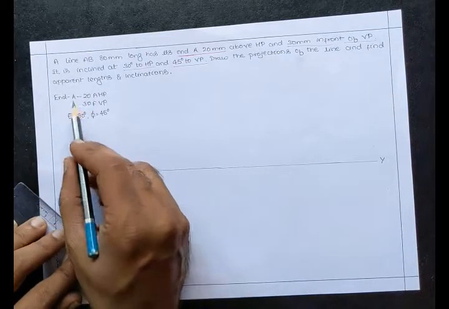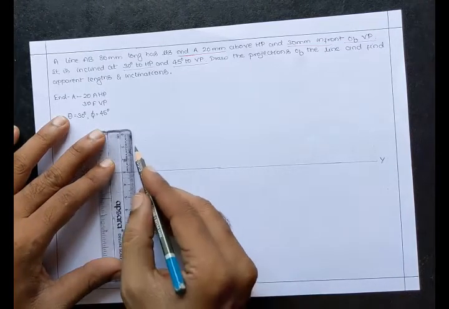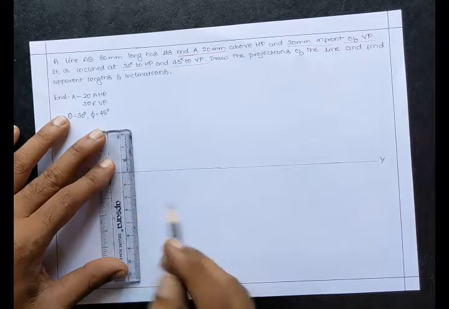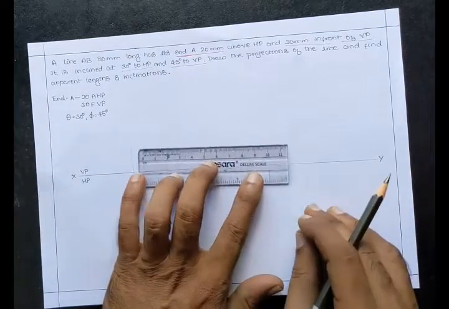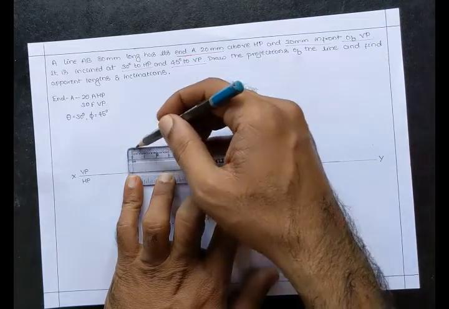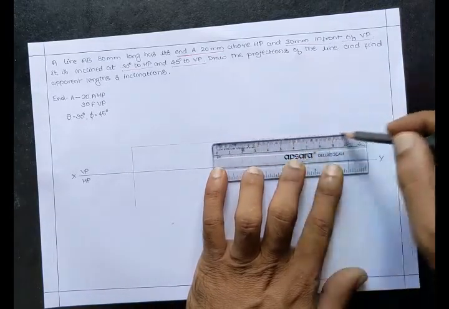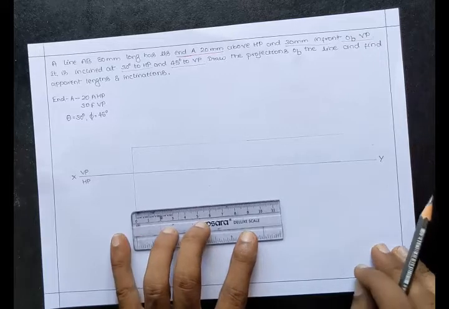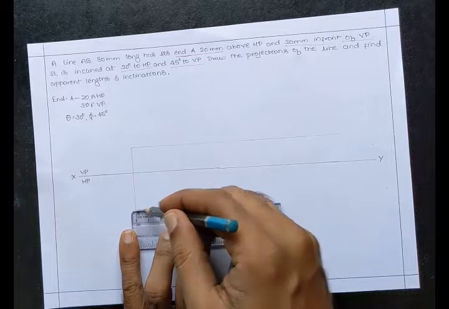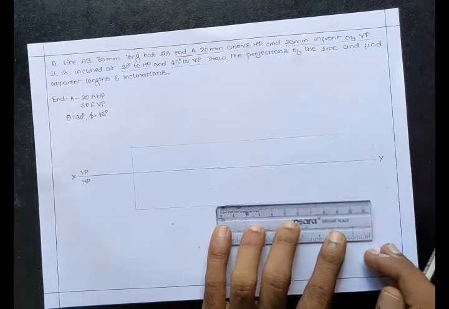So let us locate the end point A, that is 20 mm above HP and 30 mm in front of VP. So let me construct a 20 mm line above as well as 30 mm in front of VP. Let me construct a locus of that particular line first. It should be very thin, because all the construction lines should be thin except the line itself.